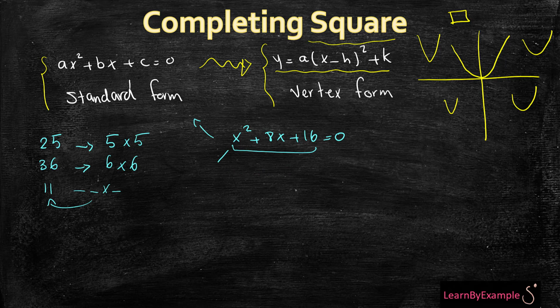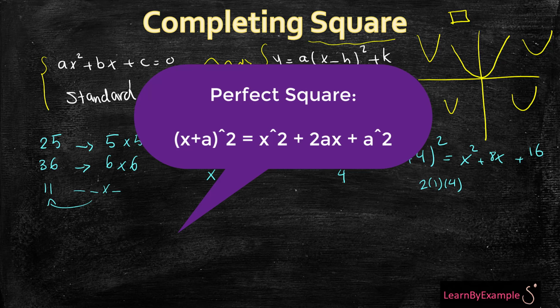Looking at this, the first term is a perfect square of x, the last term is a perfect square of 4, and the middle term is just 8x. So if I had (x plus 4) to the power of 2, will I get x squared plus 8x plus 16? Yes, because if I were to expand this, I will have x squared, and the last term, which is 16, and the middle term is always 2 times 1 times 4, which is 8x. Therefore, it is a perfect square.